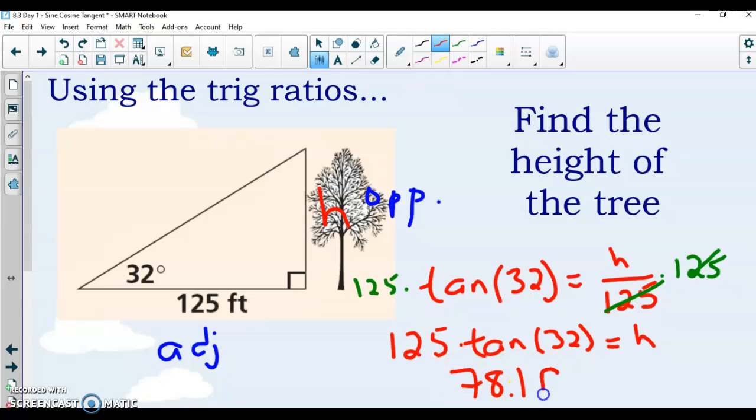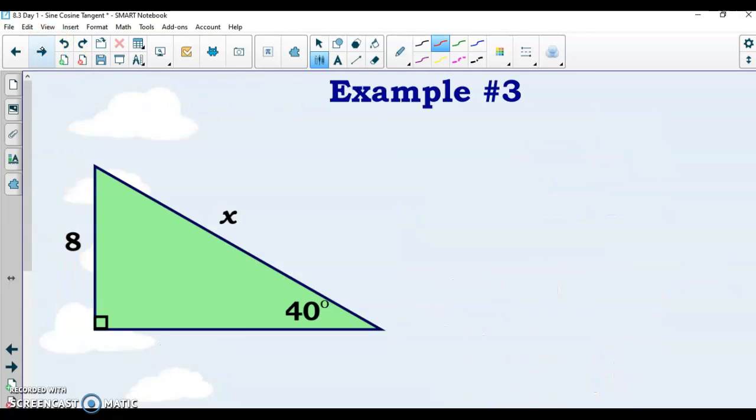And this one, since we know our unit is feet, we'll label it as feet as well. Okay? Our second example we're going to do is this one right here.